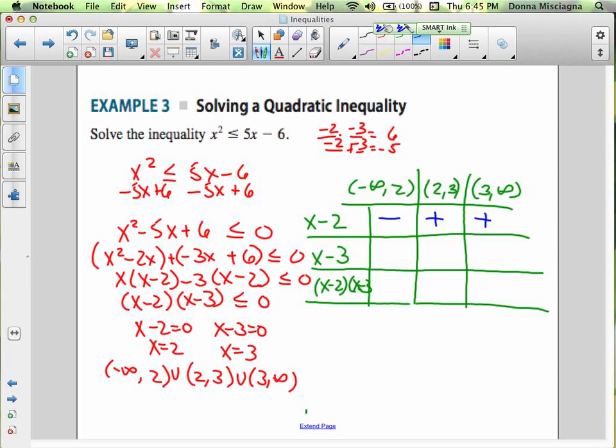So what we want is to check these intervals in each of the factors. The only reason I solved for 2 and 3 was just to give us the boundaries. All right, so now let's do the same thing but check with x minus 3.